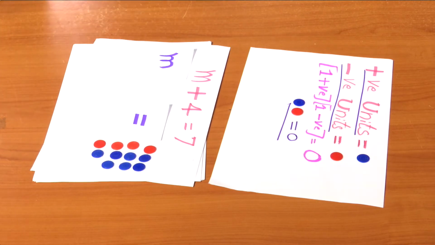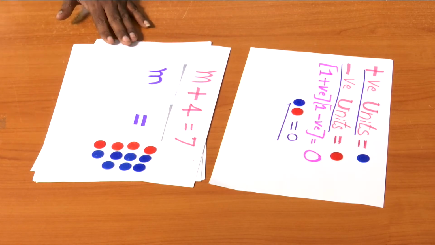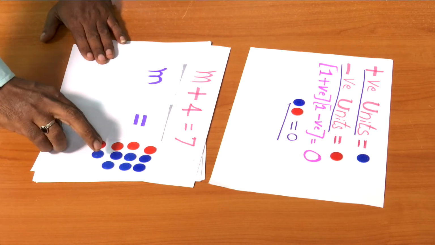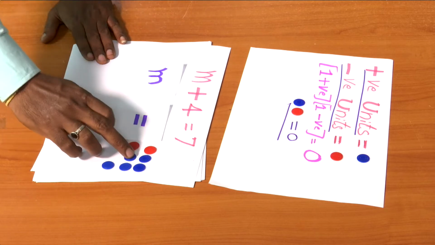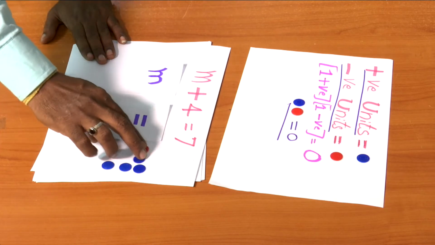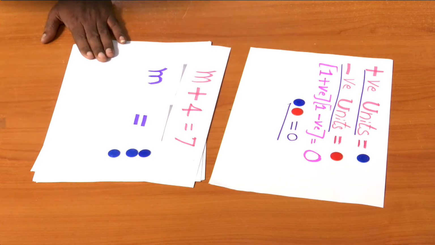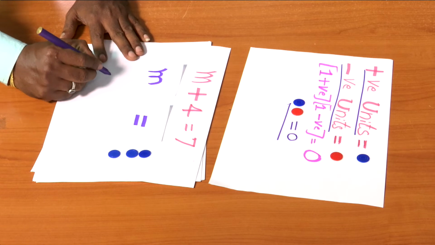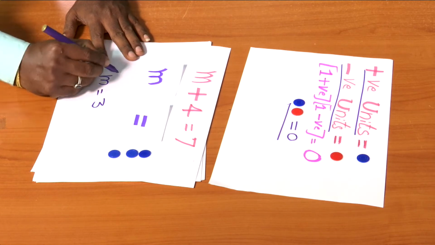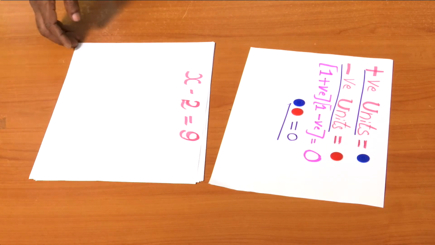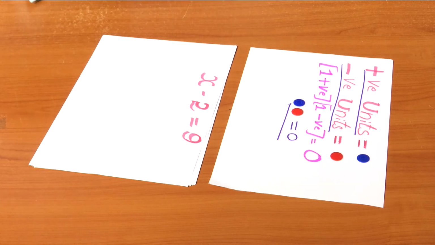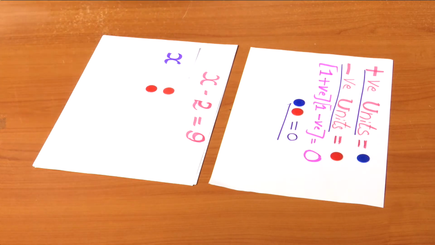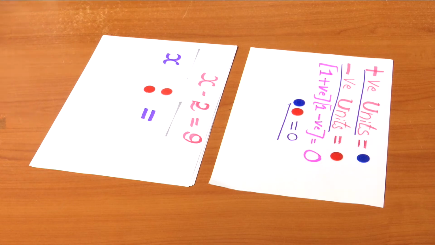Then what is remaining here? Only m is remaining. On the right side also, plus and minus 0, plus and minus 0. What is remaining? 3. Therefore, m is equal to 3. What is the value of m? m is equal to 3. Second question is x minus 2. x minus 2 is equal to 9. Here x minus 2 means negative 2 is equal to how much? Plus 9.